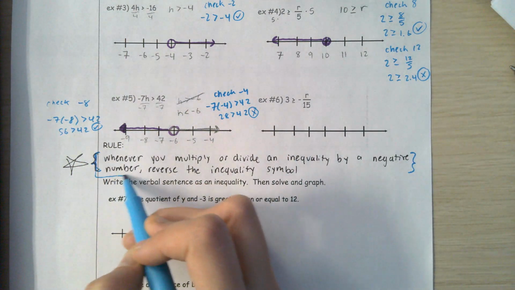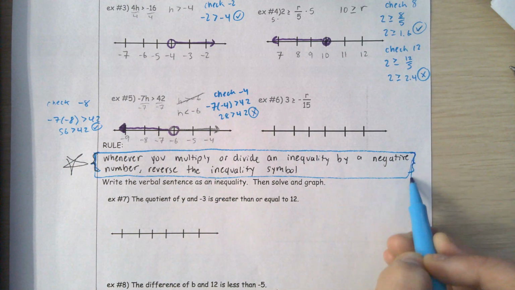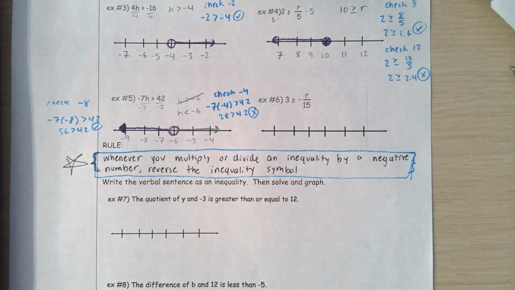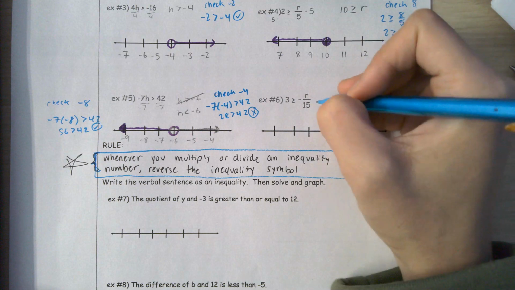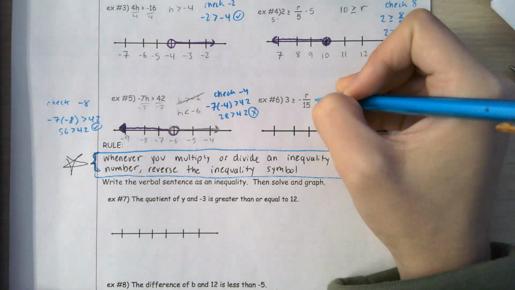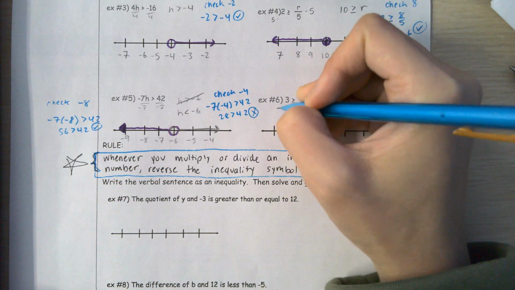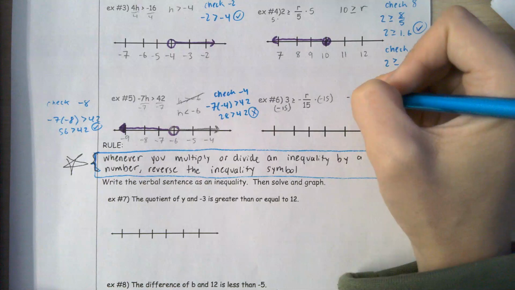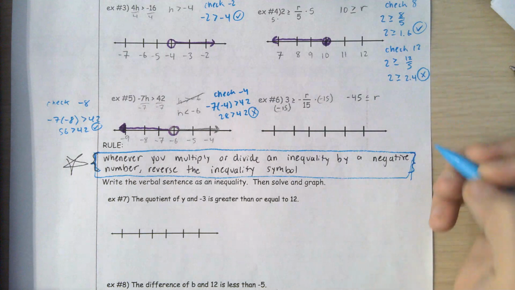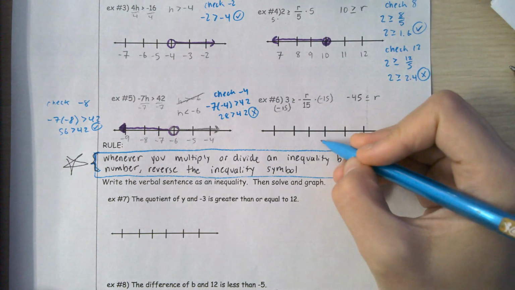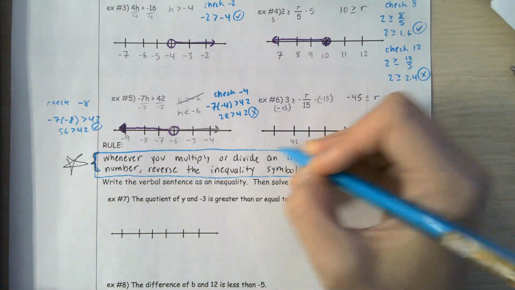All right, let's try this one now that we know our new rule. I'm just going to box this because it sort of blends in with the rest of the packet. This is maybe one of the most important things in this packet. Okay, so here we're trying to solve for r. It's divided by 15, so we're going to multiply by 15 on both sides. Let's multiply by -15. So we have -45. We need to flip the sign because we multiplied by a negative number. Negative 45 is less than or equal to r.